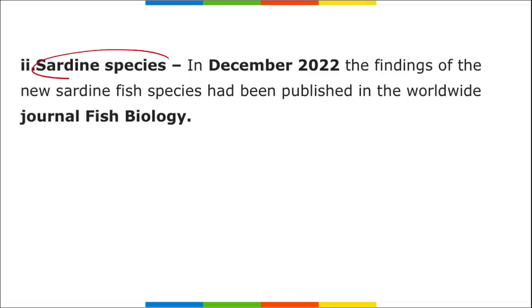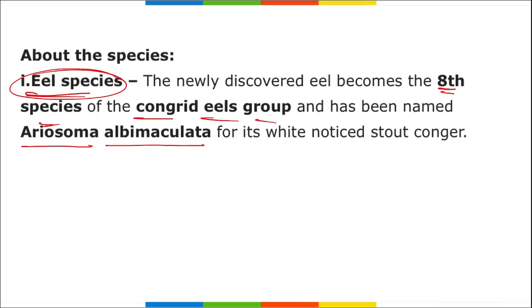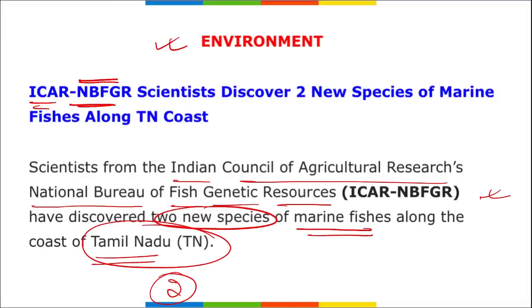Second is sardine species. The sardine species was discovered and has been recently published in the worldwide journal Fish Biology. So the sardine fish and eel species are the two species that have been discovered recently by the Indian Council of Agriculture Research Department, National Bureau of Fish Genetic Resource, and they were discovered off the coast of Tamil Nadu.